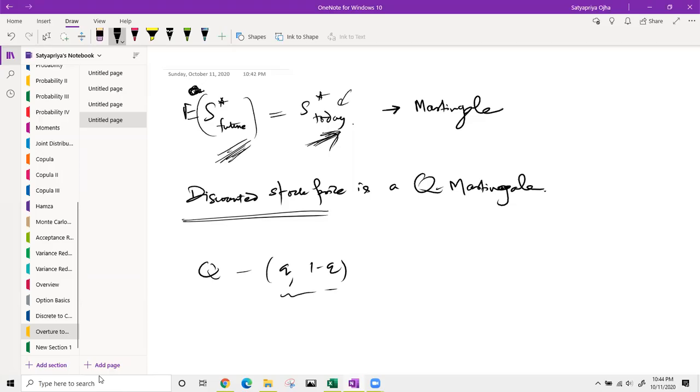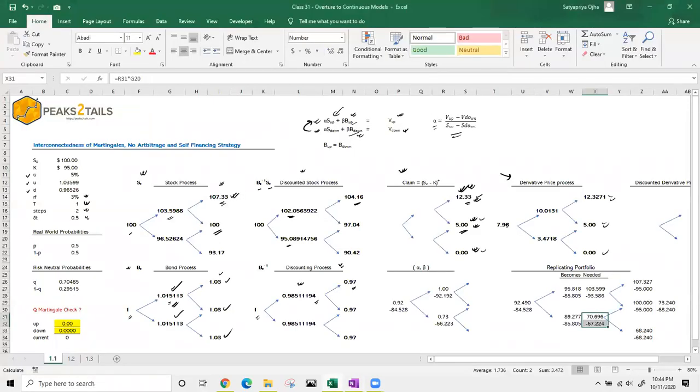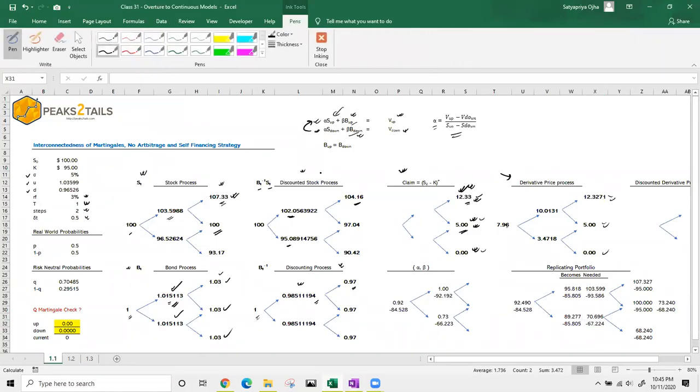So all right, let's see that. Let's actually verify first whether the discounted stock price process is really a Martingale or not. So can we verify that? Yes. Where is the discounted stock price process?